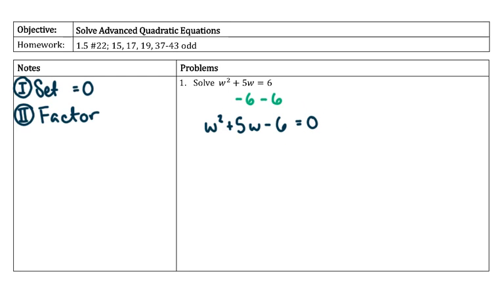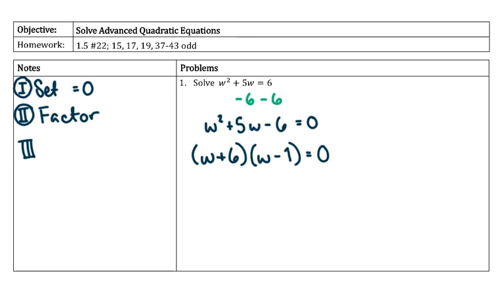So now we've done that first step. We've got a 0 on one side, and we've got our quadratic on the other, and we try to factor them. We want to multiply to negative 6, add to 5, which would be w plus 6 times w minus 1 equals 0.